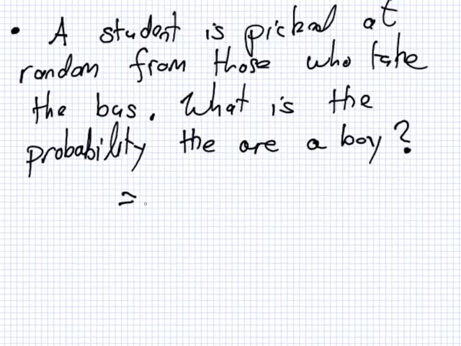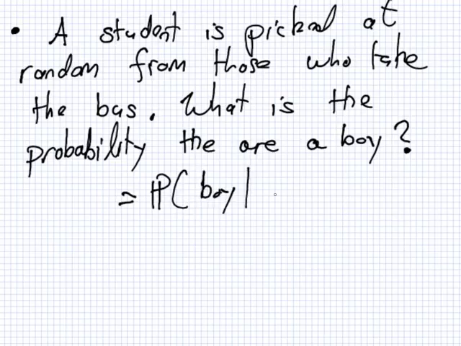Okay. So firstly, this would be the probability of boy given that they took the bus. So how many students are on the bus? How many students take the bus? 40, is it? And how many of those students on the bus are male? 10. So you got a 1 in 4 chance.